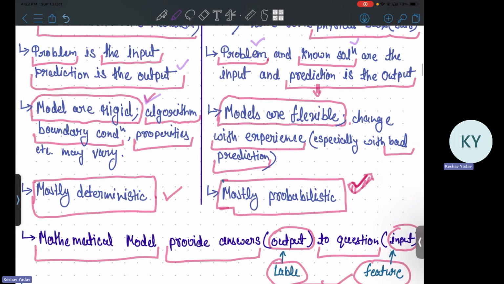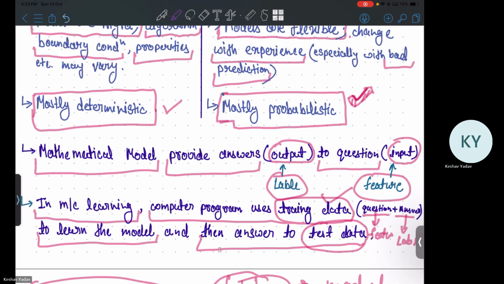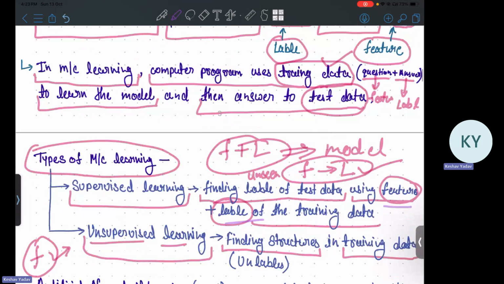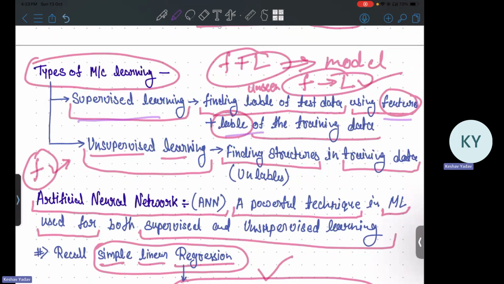In the traditional models, the models are rigid, but the boundary condition and algorithm we can change. But here in machine learning, the model itself is flexible. It changes with experience to give us good results, especially from the bad predictions. So it always tries to predict the value. So most of the times there is probability involved in the prediction. That's why it is probabilistic in nature, while the traditional models are deterministic in nature. Then we have seen supervised machine learning, unsupervised machine learning.